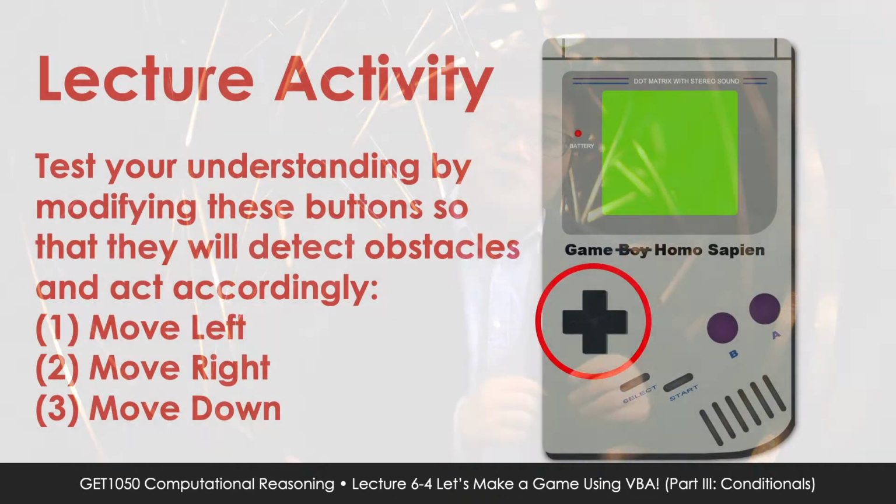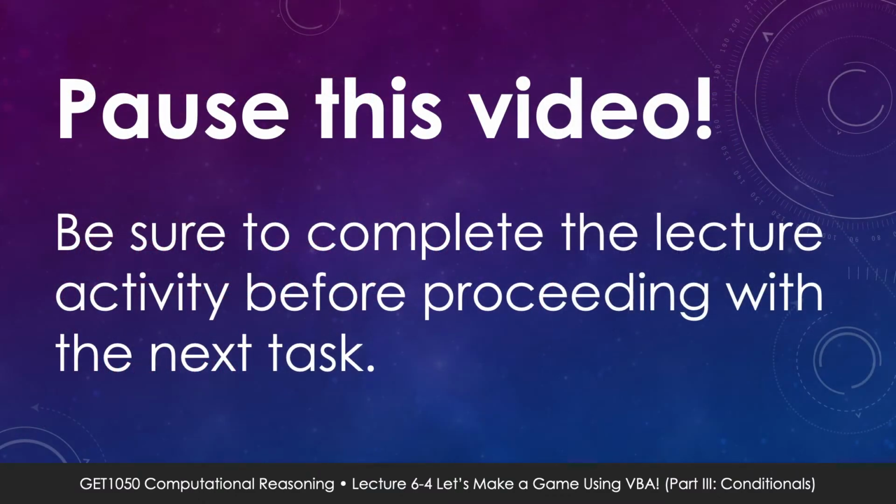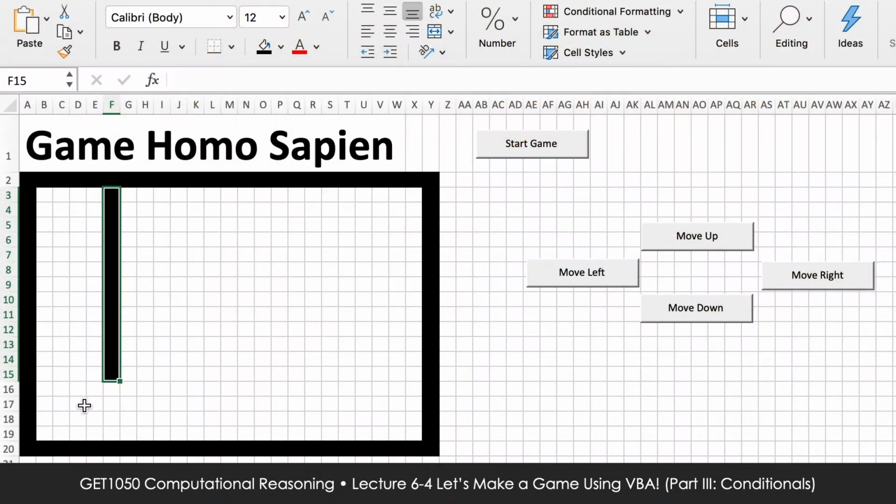Alright, now I've shown you how to implement a simple conditional using VBA in Excel. I now invite you to implement the conditional to check for obstacles for the other three directional buttons: down, left and right. Once again, click pause to finish up the last three directional buttons, and when you're done, click play and we'll proceed to the last stage where we'll make this game a lot less boring and a little more interesting, alright?